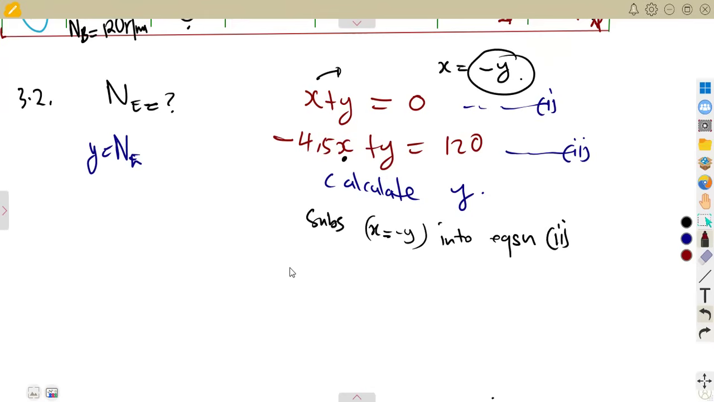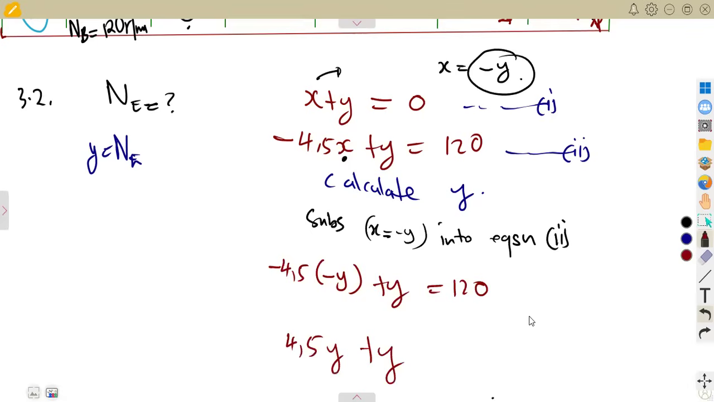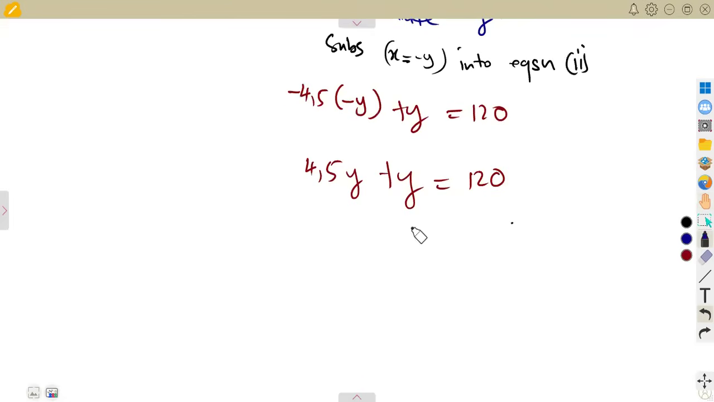That means we've got minus 4.5 times x. Our x is minus y plus y. This is equal to 120. So minus 4.5 times positive y is going to be 4.5y plus y is equal to 120. And that we can calculate the value of y.